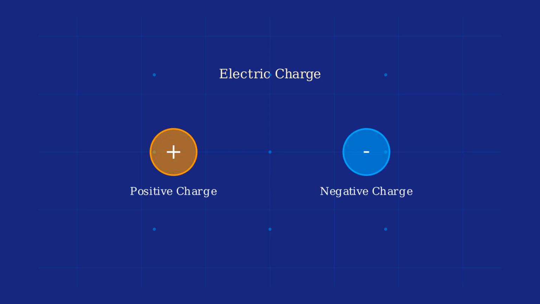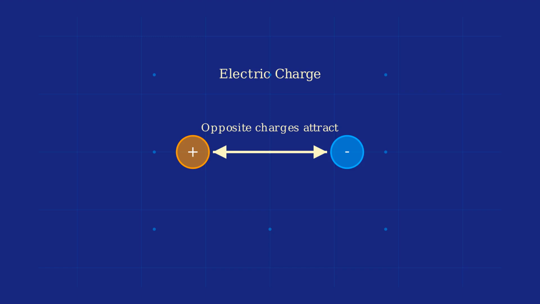There are two types of electric charge, positive and negative. Opposite charges attract each other, while like charges repel.